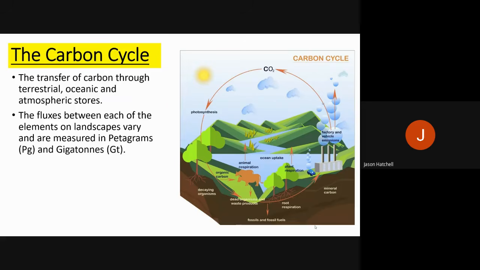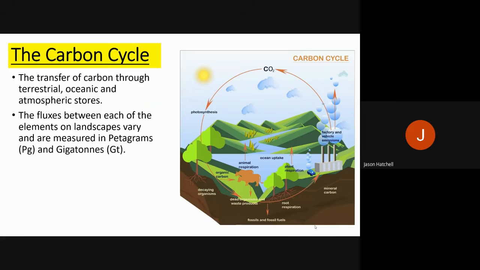So we're going to start with the carbon cycle and what it actually is. The carbon cycle shows the transfer of carbon through the terrestrial landscape systems, the ocean and the atmosphere stores as well. You can see the image on the right hand side shows you all of those different aspects within the carbon cycle. And of course, the main component in the carbon cycle is CO2, carbon.